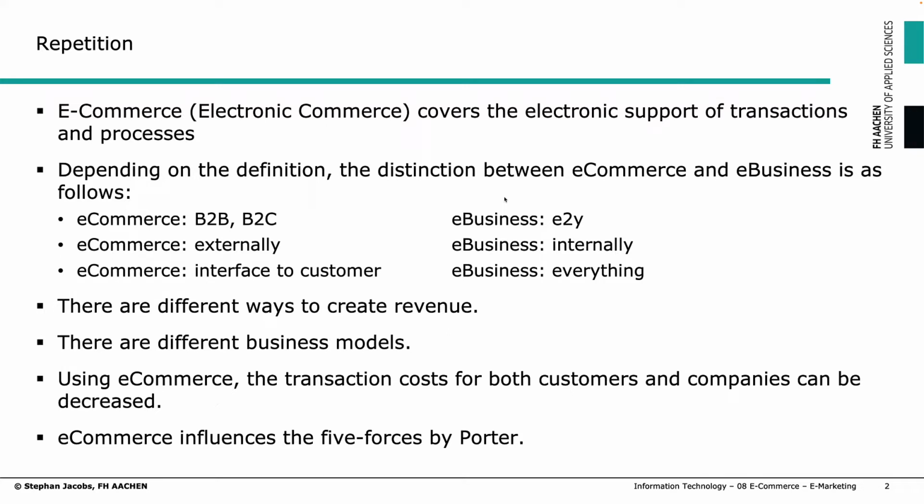In the chapters before we'd already talked about e-commerce. So up to now you should know there is e-commerce and there is e-business and that there are different ways to define those two. There are different ways to create a revenue, and on top of this there are different business models. We have seen models, namely transaction costs and the 5 forces by Porter, and both can be used to explain that e-commerce has an influence on commerce in general.